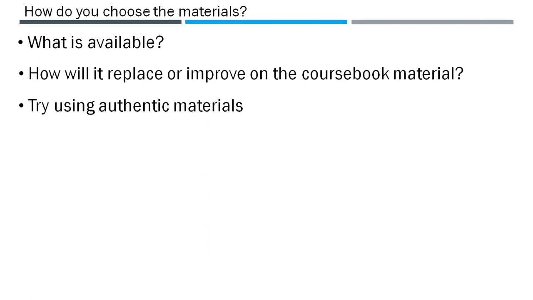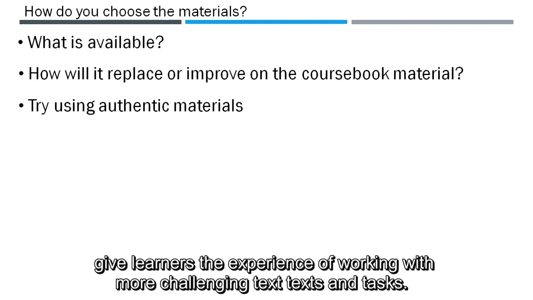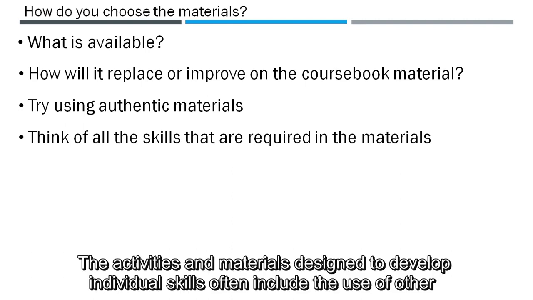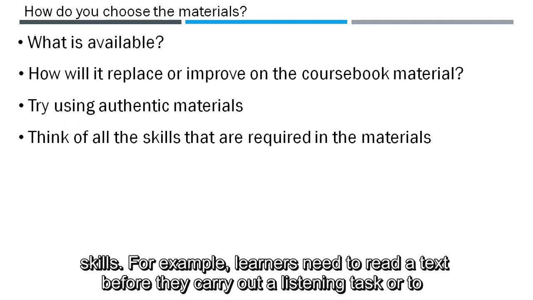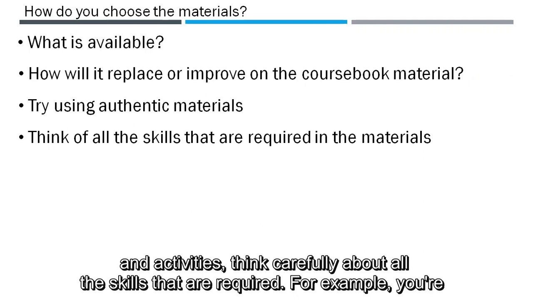That's a good idea, just to try using authentic materials, which is not designed for a particular level, in order to give learners the experience of working with more challenging texts and tasks. The activities and materials designed to develop individual skills often include the use of other skills. For example, learners need to read a text before they carry out a listening task, or to do some writing as a follow-up activity after a speaking activity. So when selecting materials and activities, think carefully about all the skills that are required.